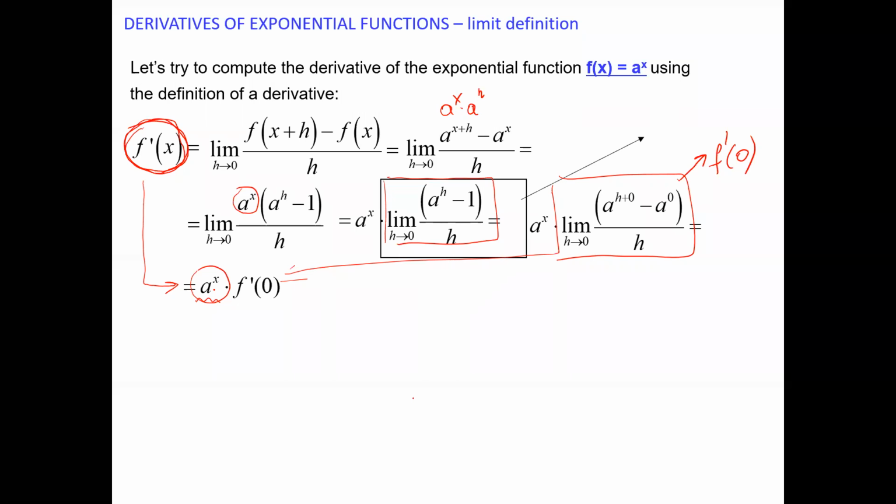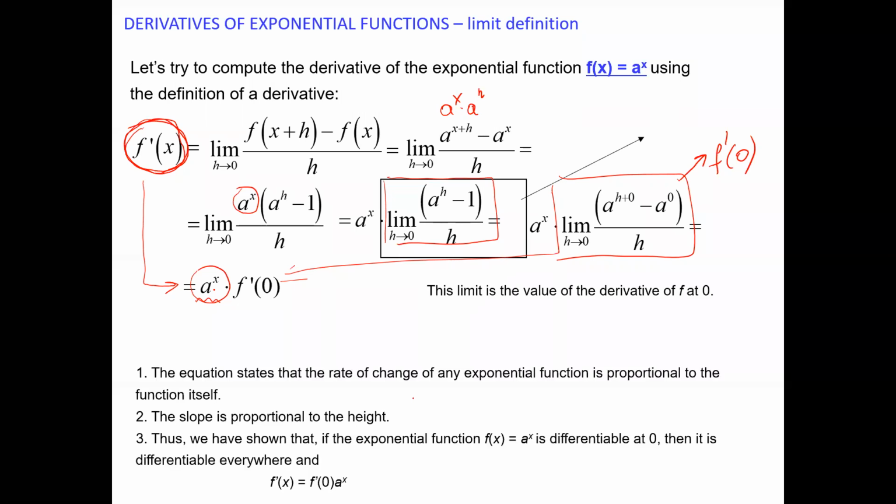Okay, I do have all of this information. We can see the slope is proportional to the height. The equation states that the rate of change of any exponential function is proportional to the function itself. Yeah, that's a nice property.